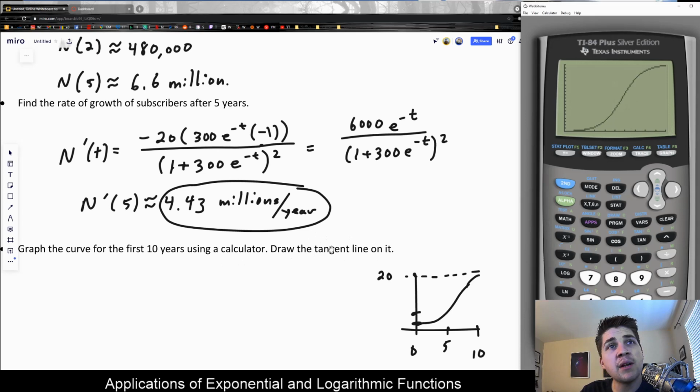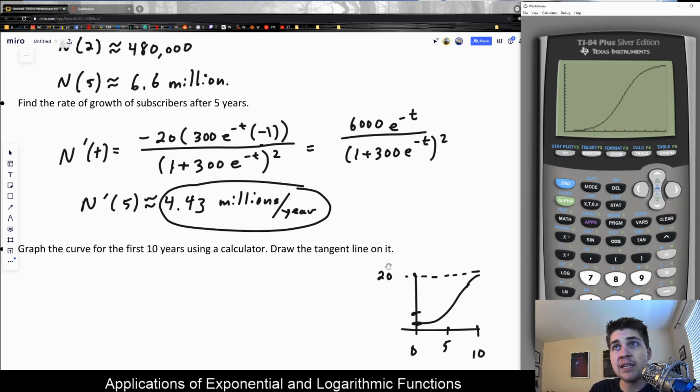But also, let's say we wanted to find an equation of a tangent line and draw it. At this point in time, we know that the slope was about 4.4 million per year, and it's not exactly the steepest point, but it looks like it might be fairly close to what's called an inflection point. Yeah, we could find the equation of the tangent line.